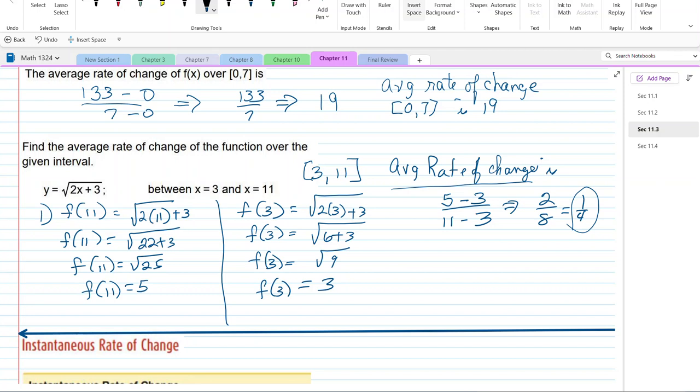All right, I'm going to stop right there. And I'll continue on with the instantaneous rate of change and discuss that then.